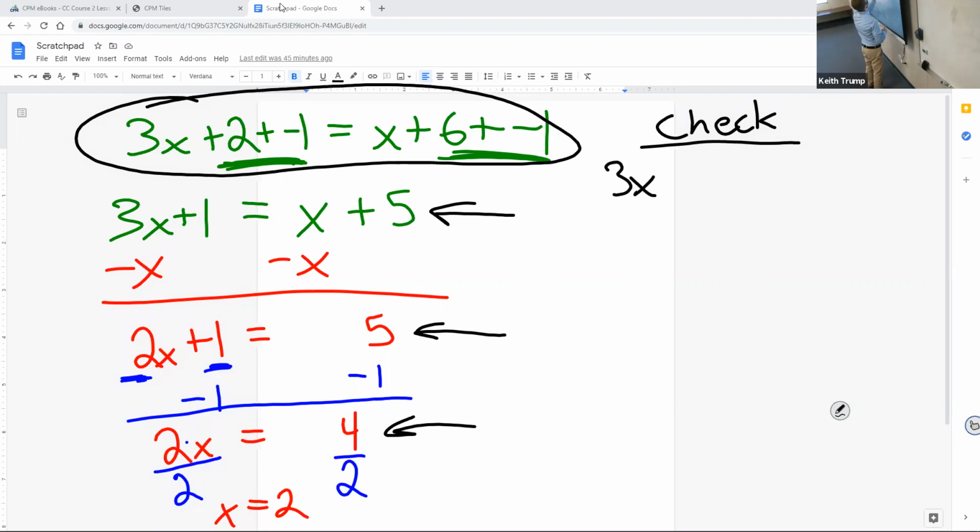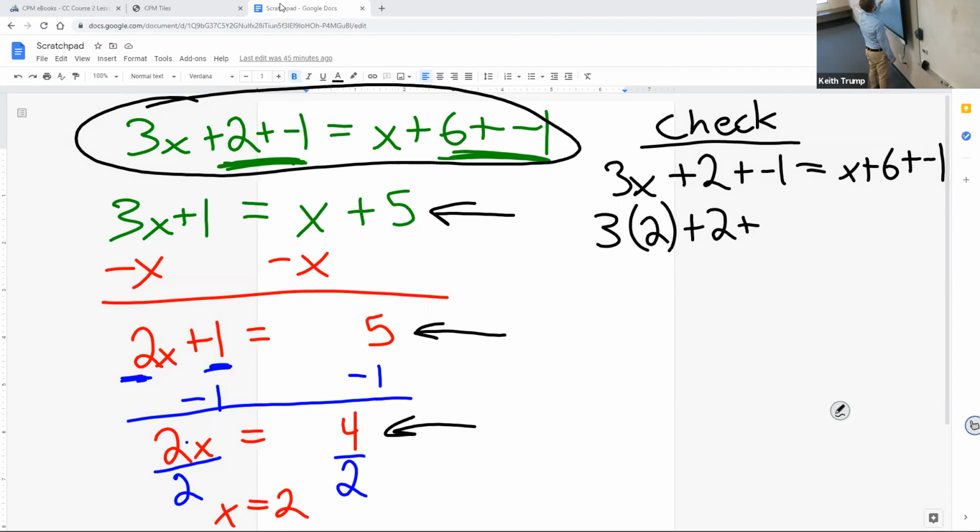So 3x plus 2 plus -1 equals x plus 6 plus -1. I am now going to plug in x equals 2 in for x, okay? So let's go ahead and do that. 3 times 2 plus 2 plus -1 equals 2 plus 6 plus -1. I just plugged in 2 where all of the x's were, okay? I wrote parentheses right here because this is 3 times x. Another way to show multiplication is by putting a number in parentheses next to another number, okay?